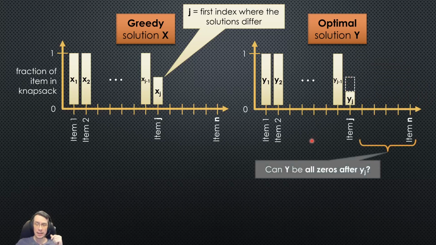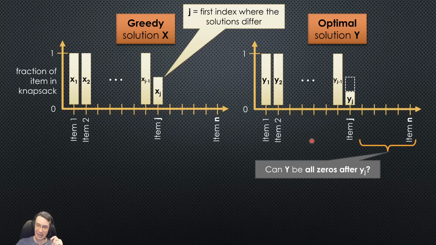Okay, now here's a question. Can y be all zeros to the right of yj? I'll give you a second to think about that. You could pause the video and see if you can figure that out. Okay, so I'm going to assume that if you wanted to figure that out, you've done so by now.